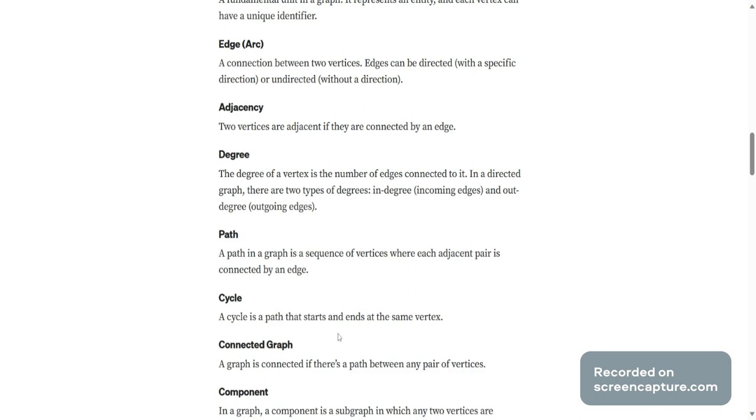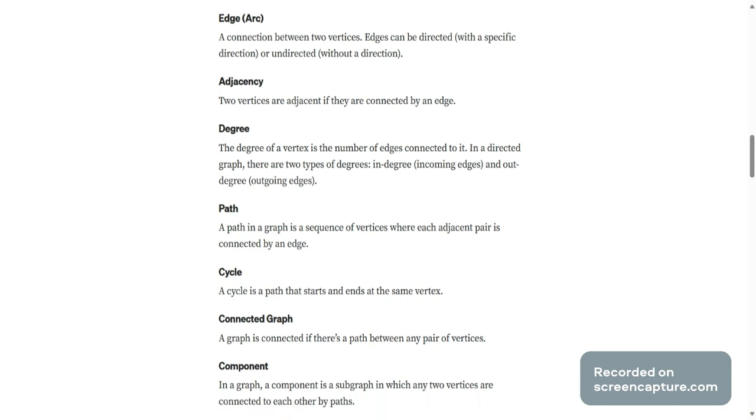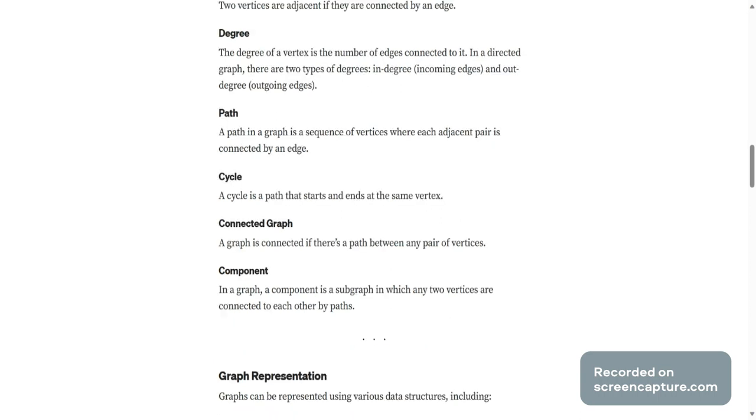Path. A path is a sequence of vertices in a graph where each adjacent pair is connected by an edge. Cycle. A cycle is a path that starts and ends at the same vertex. Connected graph. A graph is connected if there is a path between any pair of vertices. Component. In a graph, a component is a subgraph in which any two vertices are connected to each other by paths.